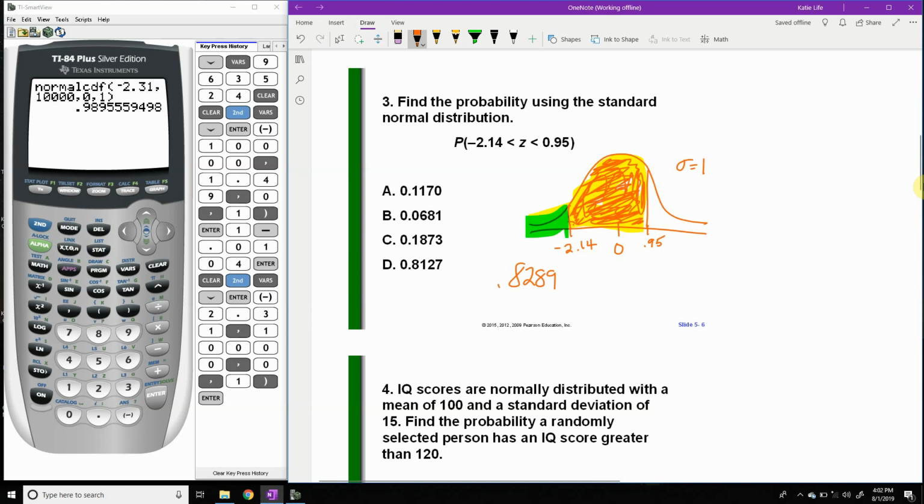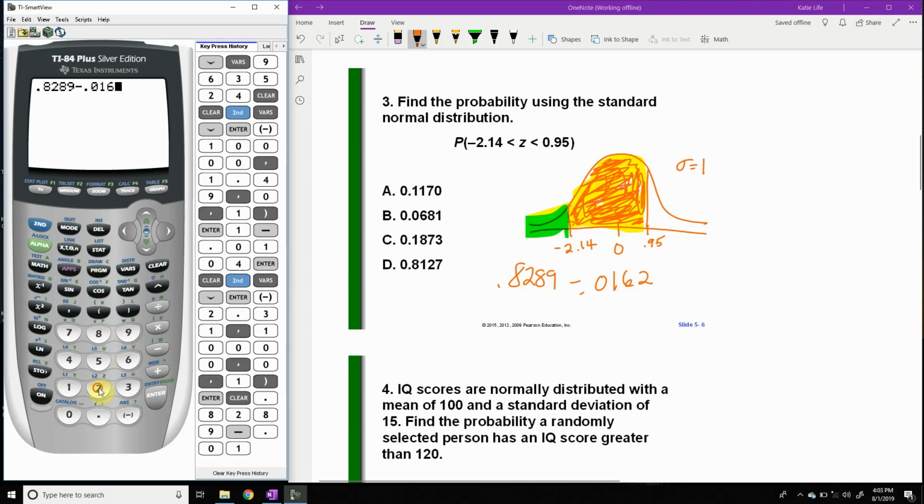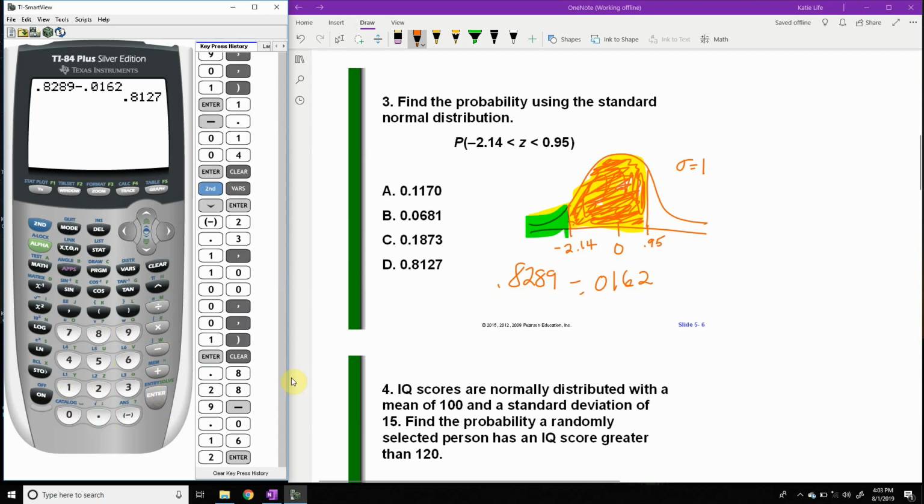Negative 2.14, negative 2.1, scroll over to the 0.04, 0.0162. If I subtract those two areas, I should find the area that is in between. 0.8289 minus 0.0162 is 0.8127. I should get D.